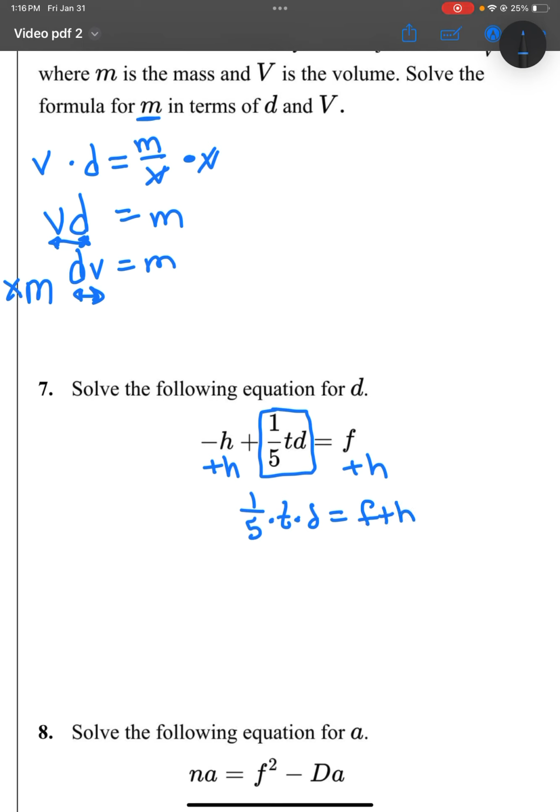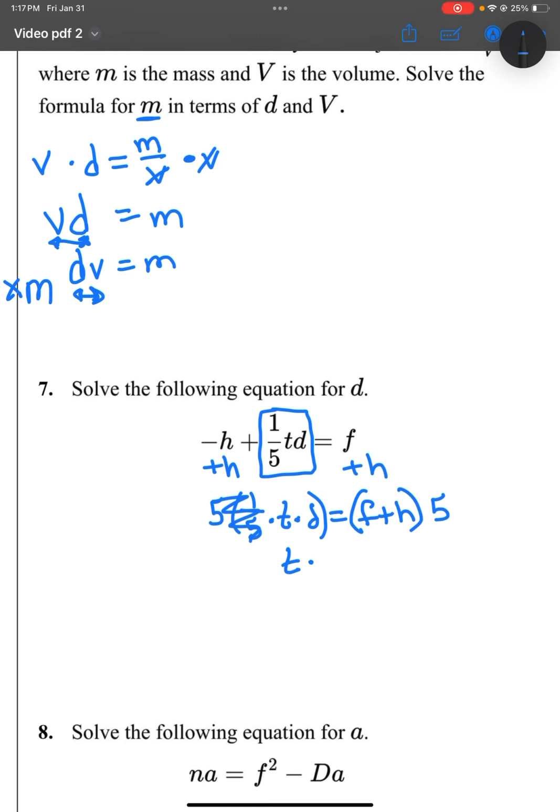Now the next step, you can pretty much divide or multiply anything you want here. You can get rid of the fraction first, then get rid of the t, or you can get rid of the t and then get rid of the fraction. But what I'm going to do here is get rid of the fraction, because by getting rid of the fraction first, it eliminates the possibility of having a mistake. So I'm going to multiply everything by 5 on both sides, just so I can get rid of this fraction and be done with it.